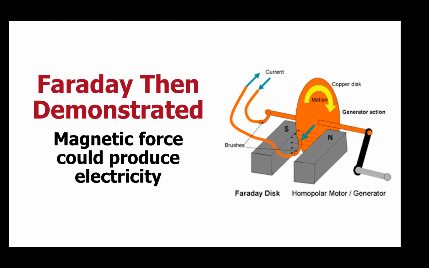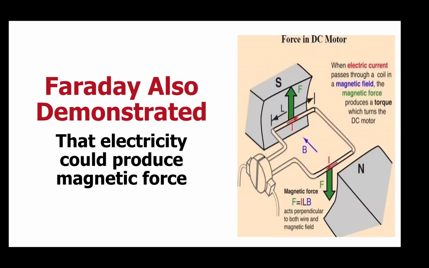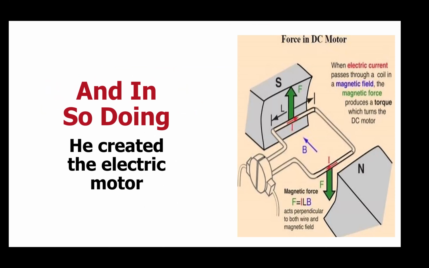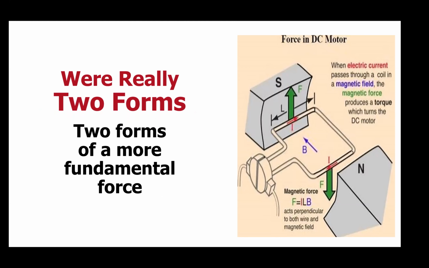Faraday then demonstrated that magnetic force could produce electricity, and in doing so, he created the first electric generator, called the dynamo back then. Faraday also demonstrated that electricity could produce magnetic force. In so doing, he created the electric motor. I mean, what comes out of his research is just mind-boggling. As a result of his experiments, Faraday came to believe that electricity and magnetism were really two forms of a more fundamental force.